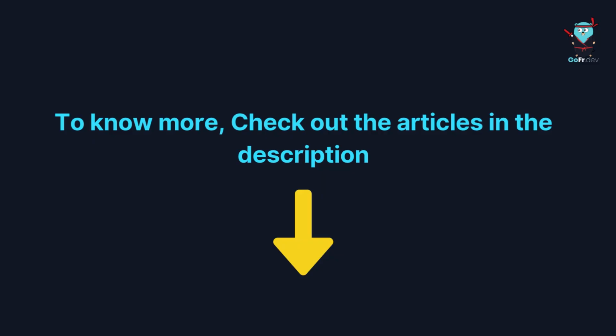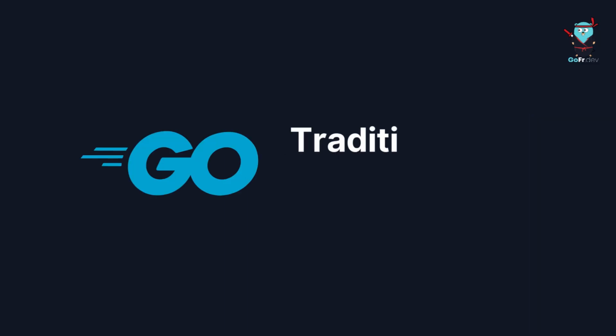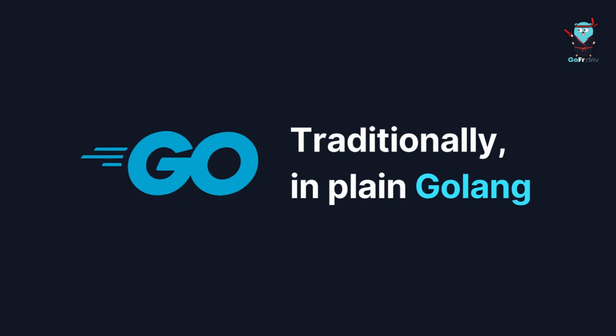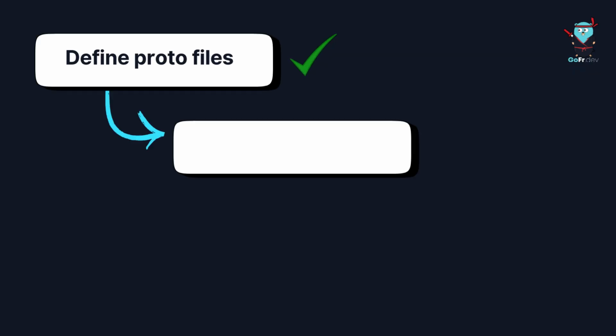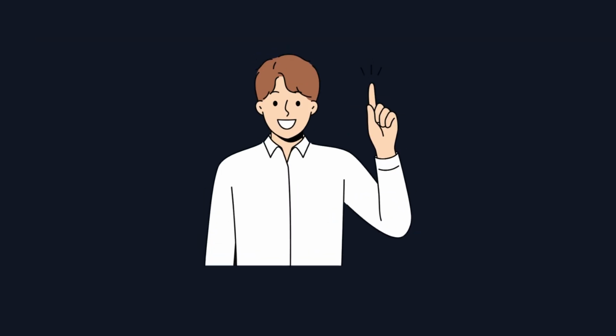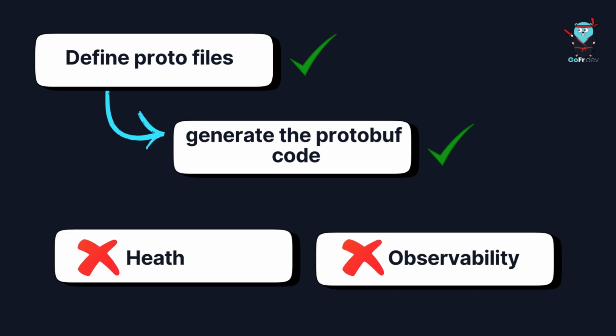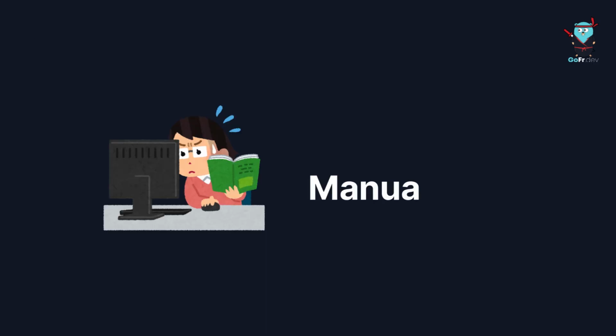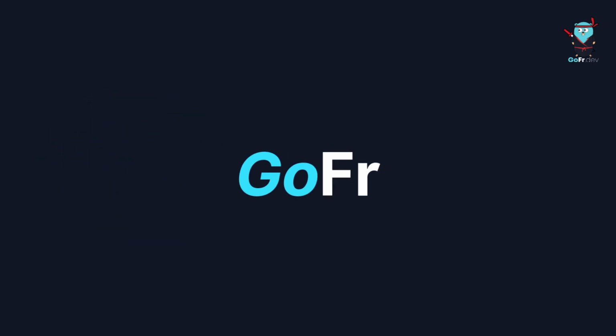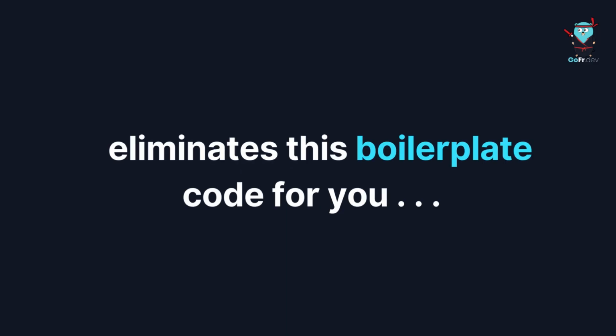Now, if you're writing gRPC services in plain Golang, you'll typically need to define your proto files, then generate the protobuf code. But you would have to implement observability and add health check endpoints for service resilience manually. However, with GoFr, we eliminate this boilerplate for you.